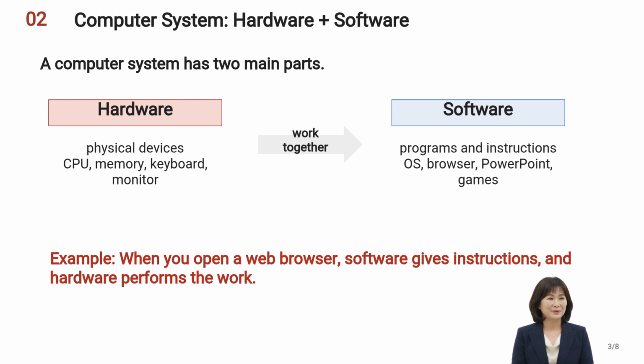Here is a simple example. When you open a web browser, the browser software sends instructions. The CPU processes those instructions. Memory temporarily stores the information. The monitor shows the result. So, hardware and software are not separate in real use. They work together as one system.